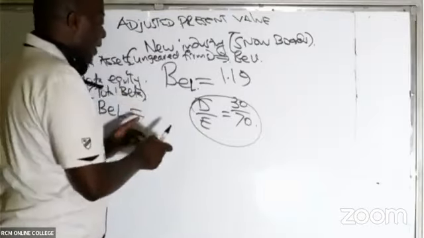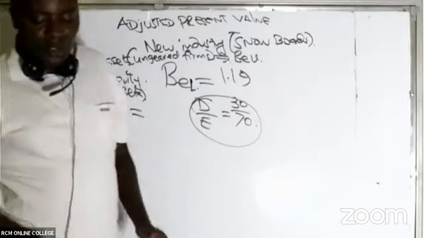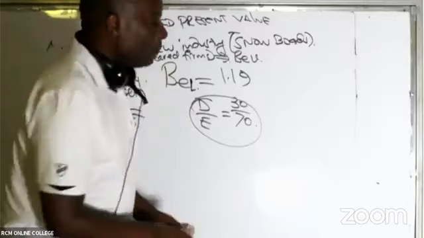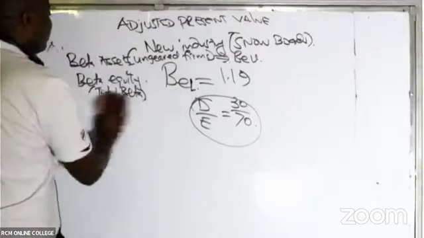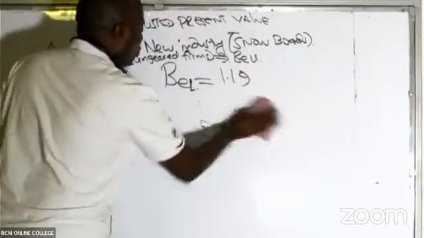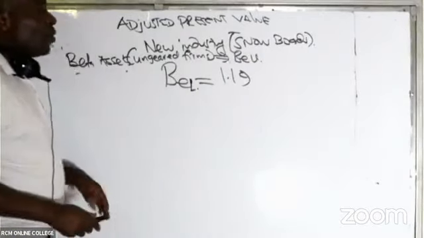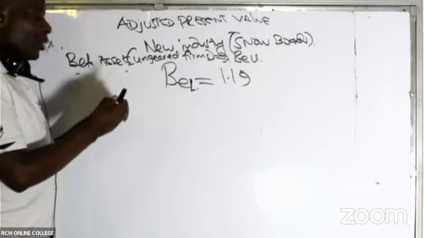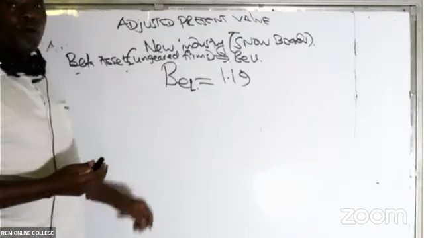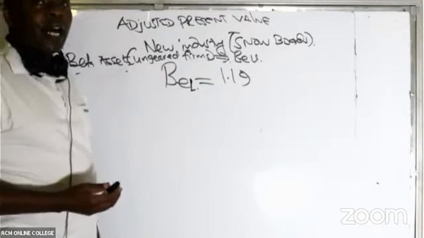Change the beta equity to beta assets here, using what we call Hamada's model.